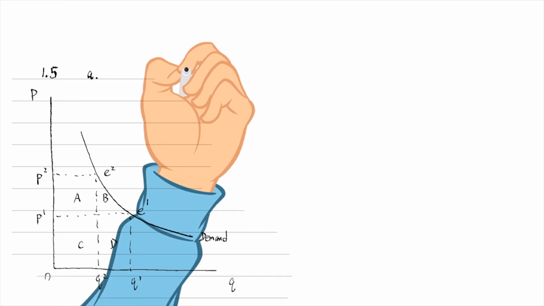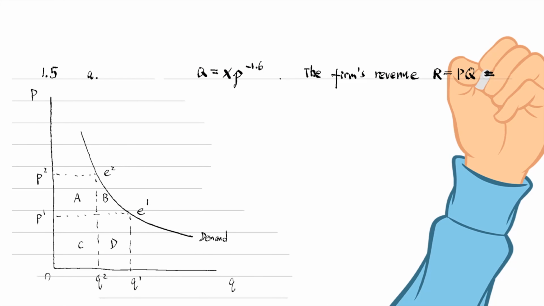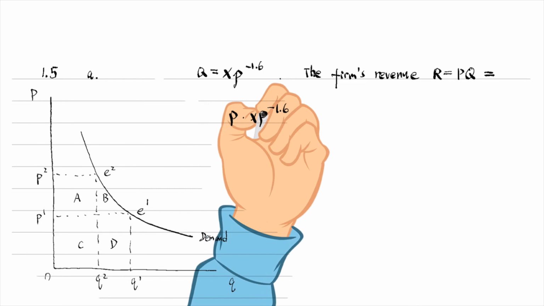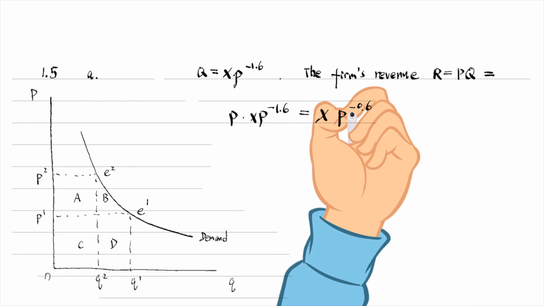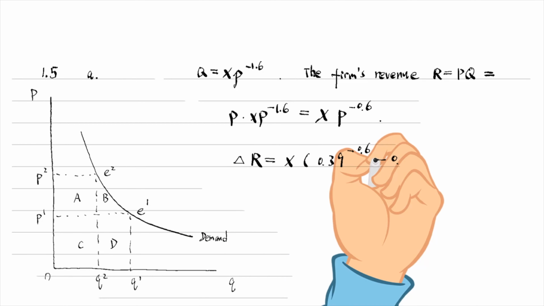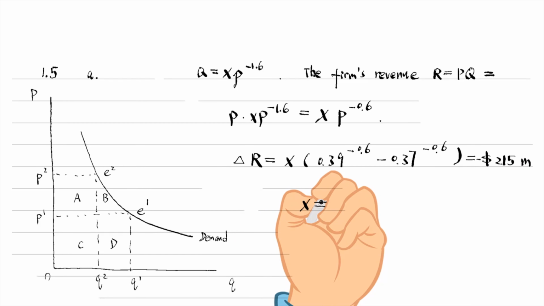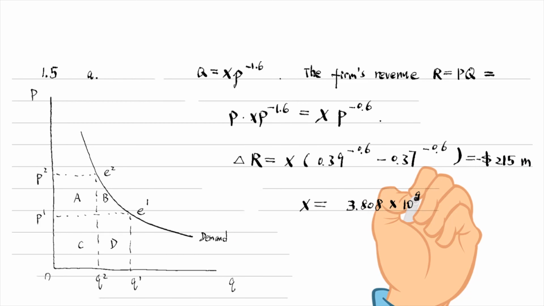The firm's revenue, R, equals price times quantity demanded at that price. We know the revenue difference when the price increases, so we can calculate the parameter x.